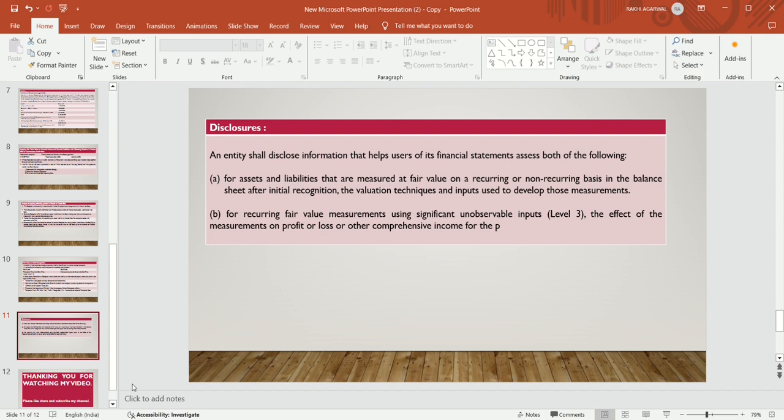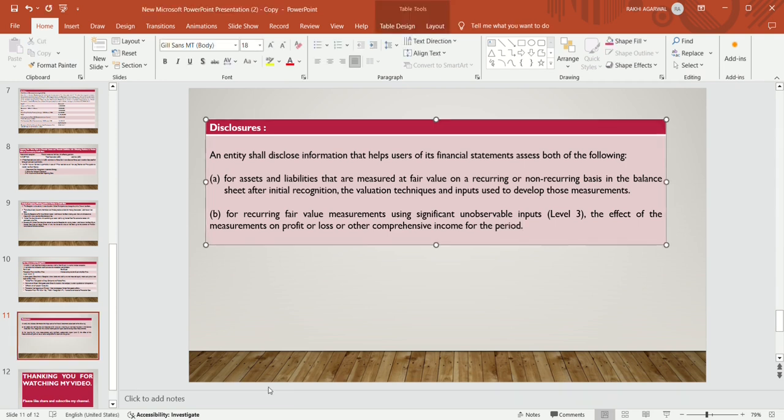What they are assessing: for assets and liabilities that are measured at fair value on a recurring or non-recurring basis in the balance sheet after initial recognition, the valuation techniques and inputs used to develop those measurements. For recurring fair value measurements using significant unobservable inputs, that is level 3 inputs, where observable inputs, level 1 and similar inputs, are not available, the effect of the measurements on profit or loss or other comprehensive income for the period. So this disclosure is to be given as per this standard.